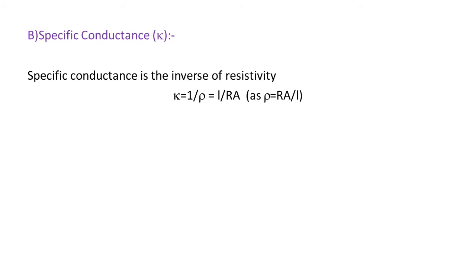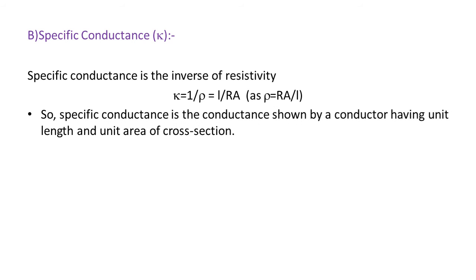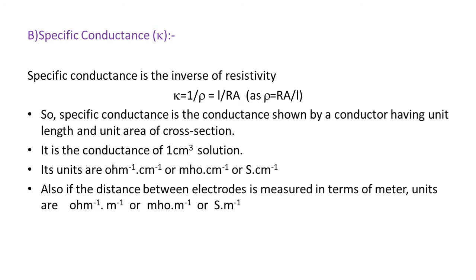Now the second term is specific conductance, denoted by small kappa. Specific conductance is the inverse of resistivity. Small kappa equals 1 upon rho, and as we know that rho is equal to RA upon L, we can write it as small kappa equals L upon RA. So specific conductance is the conductance shown by a conductor having unit length and unit area of cross section. It is the conductance of 1 cubic centimeter of solution.